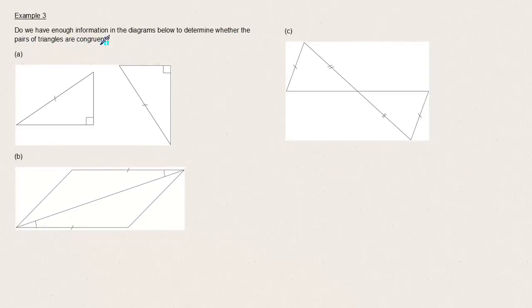Do we have enough information in the diagrams below to determine whether the pairs of triangles are congruent? So if we look at this pair here, we have a right angle in both, and we can see that the hypotenuses are equal in length. But we don't have any information about the shortest sides. We don't know whether one of these is the same as one of these or not. So therefore it's no. Remember, we were looking there to do RHS. We knew R, we knew H, but we didn't know S, so we can't really tell.